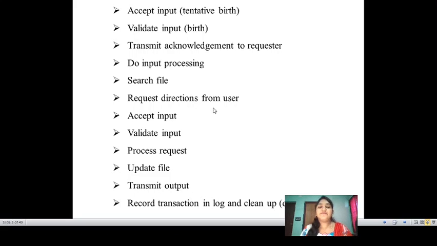This is the birth of the transaction, and this is the death of the transaction. Up to here is the user's part of the transaction. From here, the machine accepts the input, validates the input, and processes the request. The machine updates the file after completing the operation, and transmits output to the user who raised the transaction. All the transaction details are stored as a record. So these are the 12 processing steps.